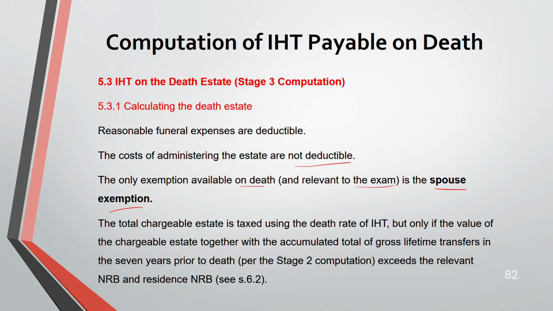Then the total chargeable estate is taxed using the death rate of IHT, but only if the value of your chargeable estate, together with your accumulated total of all the gross lifetime transfers in the 7 years before death as per stage 2, exceeds your relevant nil rate band and residence nil rate band. There is a new nil rate band known as the residence nil rate band. We'll see it in section 6. Okay, you only have to pay IHT on your total chargeable estate if it exceeds your nil rate band and residence nil rate band.